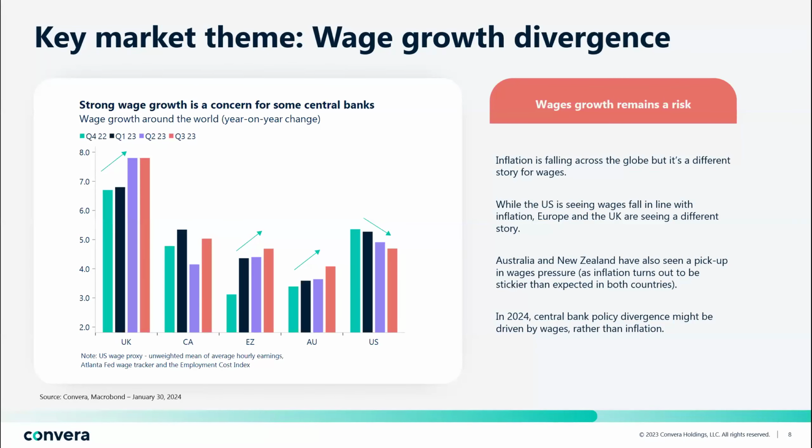And that really supports our thesis of a stronger British pound and Australian dollar for this year, because the Bank of England and the Reserve Bank of Australia may not cut interest rates as aggressively as their central bank peers, and that would provide their currencies a yield advantage.